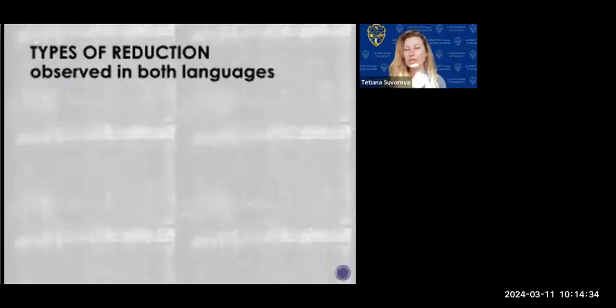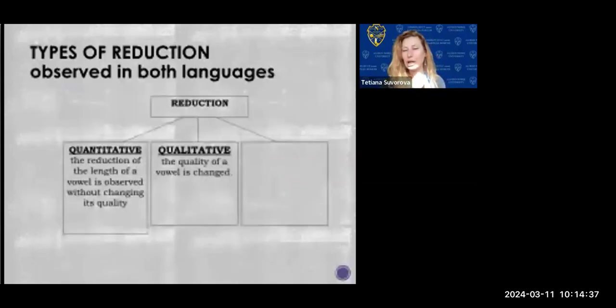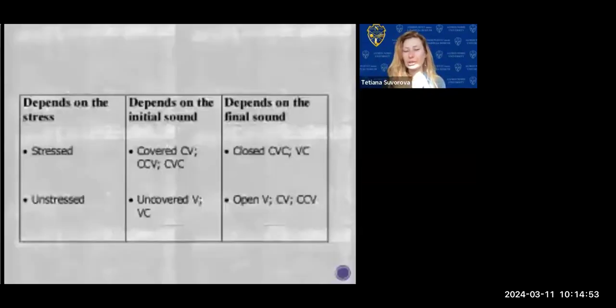Well, so in fact, we deal with different types of reduction. So when we shorten the word by omitting some sound, we speak about quantitative, qualitative, and zero reduction. And in this respect, especially in English, we speak about different reduced sounds when they are not stressed.